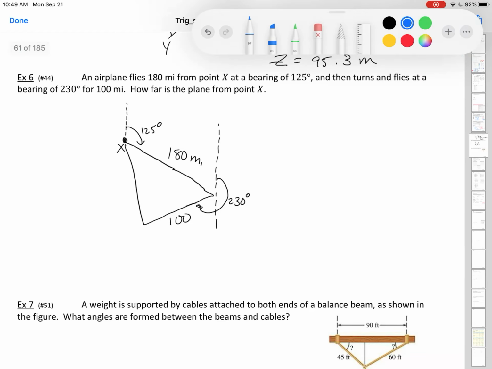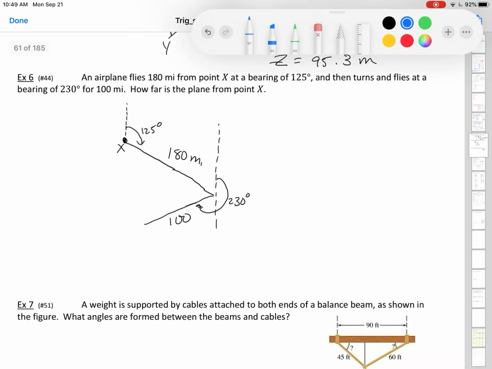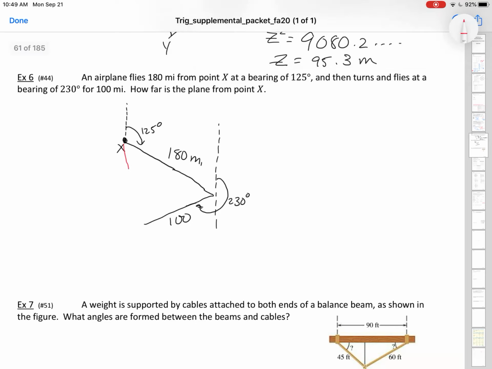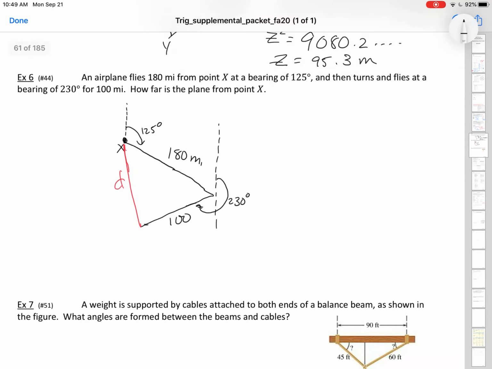Let me erase that line that I just drew, and let me come in here and put it in a red color. It's this red line right here that we want to find. We want to find the distance between where the plane started and where it is right now after it's traveled 180 miles and then 100 miles. We want to know that distance d. And if we're going to know that distance d, we're going to have to get an angle, so we've got to do some creative thinking.